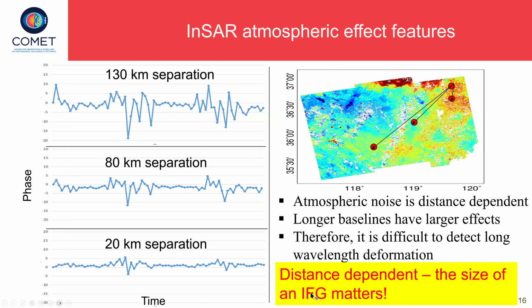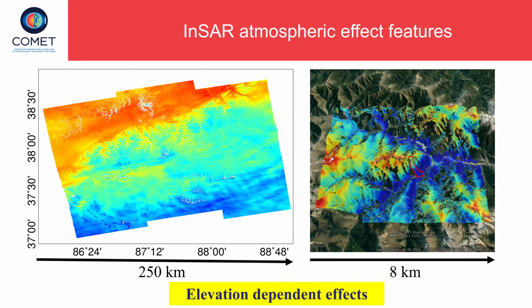So the size of the interferogram really matters. If you are processing very large interferograms, it will be very hard because of the tropospheric error. But it will be much easier to process smaller interferograms. This is the long wavelength effect, actually.